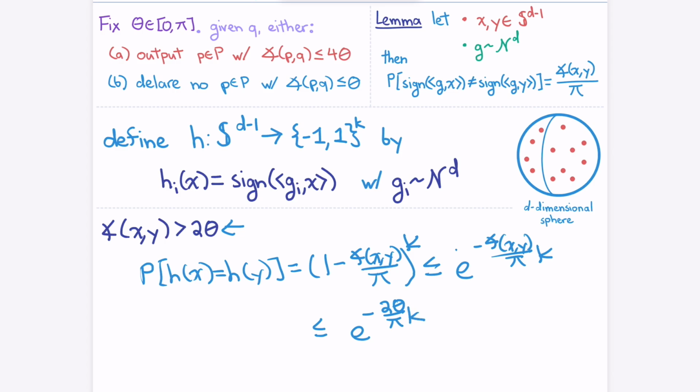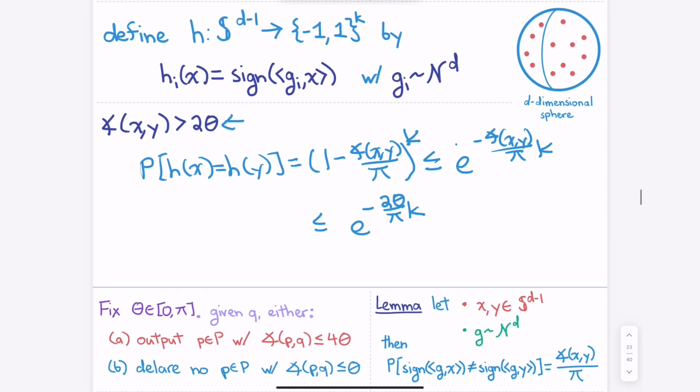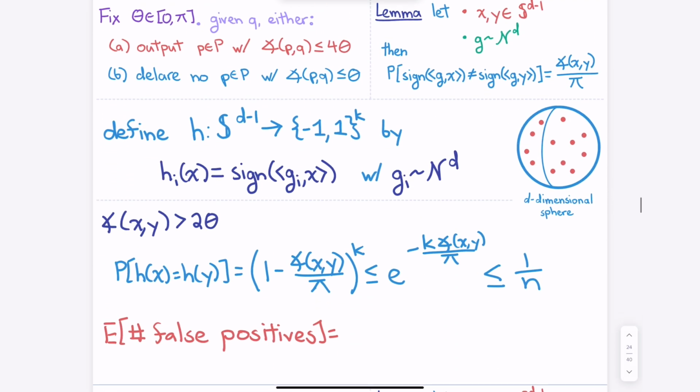Something like that. Okay. So the one is bigger than e to the minus theta. Okay, good.